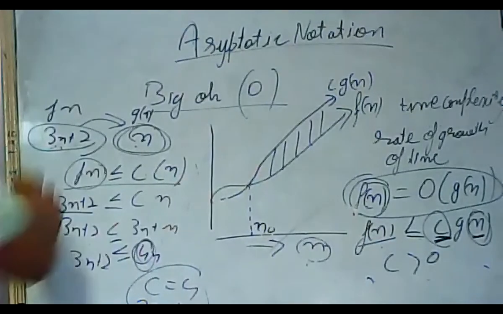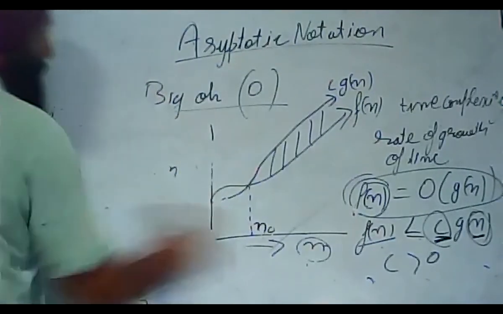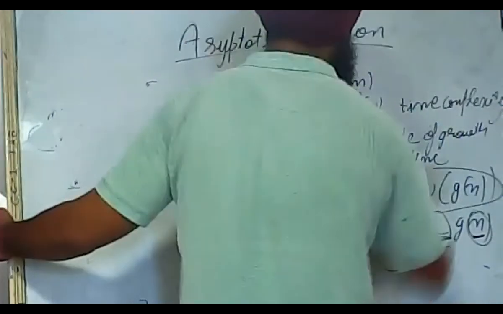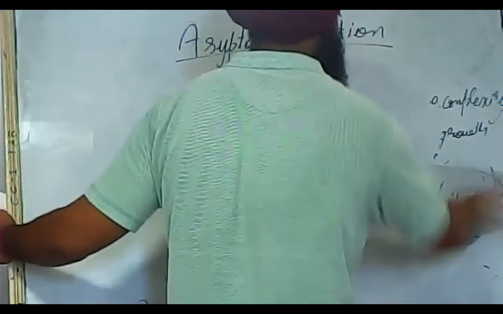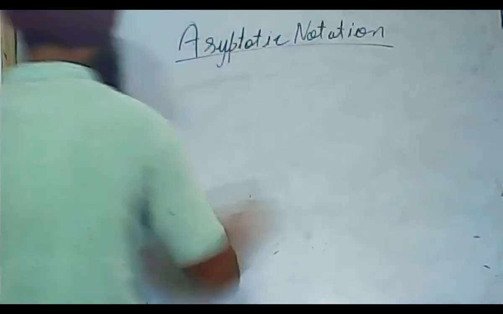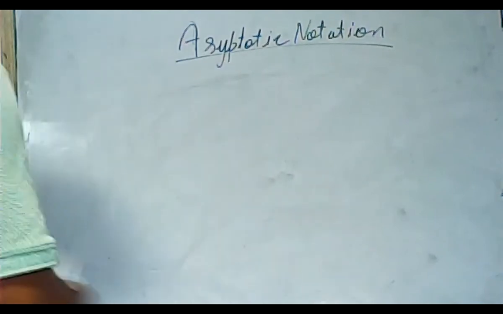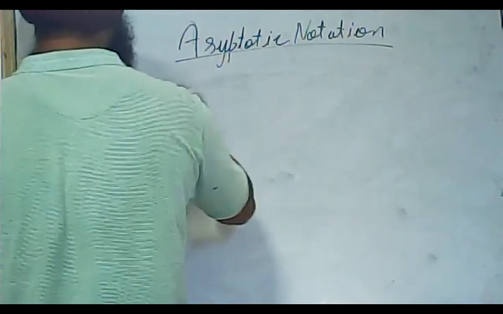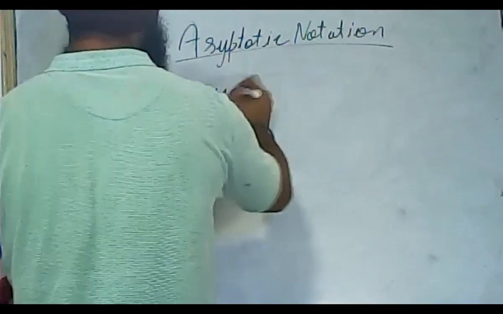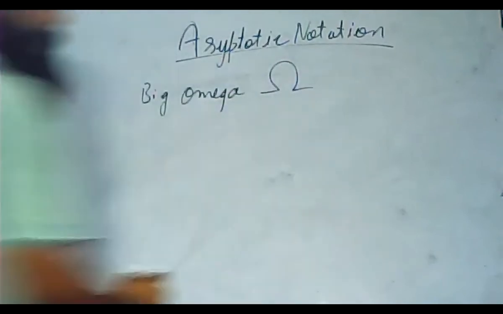Now we'll check the next asymptotic notation, that is big omega. You have been calling it the best case. That is not a best case actually. This is a best case, but how to prove that a particular time complexity is a best case or not? So we'll see first the graph of it, and then we will see this is big omega. This is represented by this symbol.